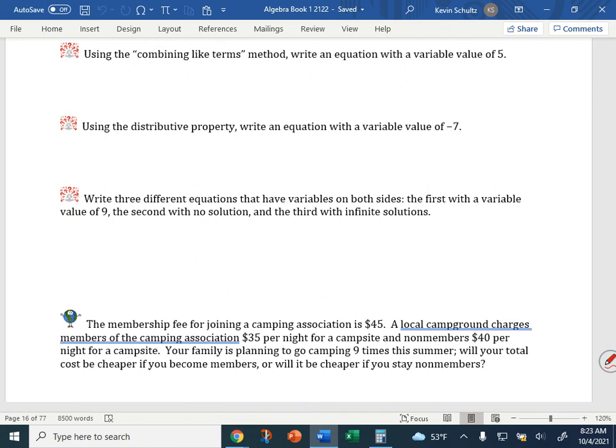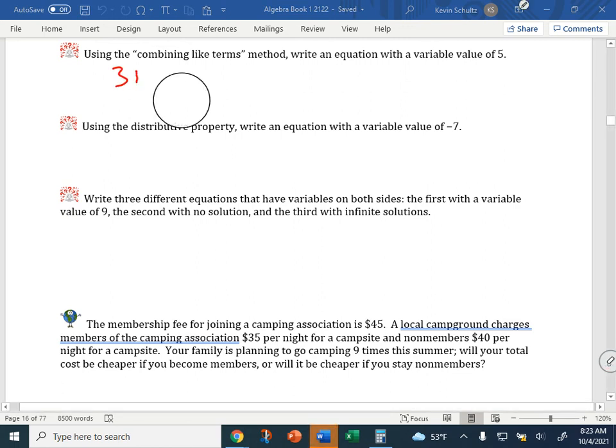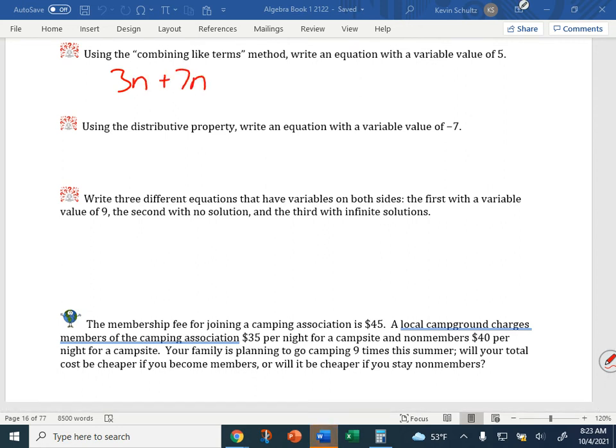So I might write 3n plus 7n minus 6 equals 44. If you solve that equation, some of you are doing it mentally ahead right now, what do you get for n? 5, right? Add 6 to get 50. Divide 50 by 10 when you combine like terms. That's what I mean by a variable value of 5. So that when you solve the equation, n will equal 5. Okay?